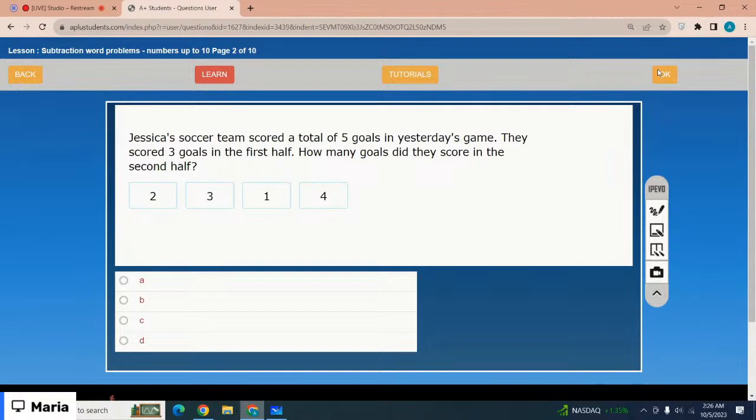Okay, the next one is Jessica's soccer team scored a total of 5 goals in yesterday's game. They scored 3 goals in the first half. How many goals did they score in the second half? So the total goals were 5, right? They did 3 goals in the first half. You need to calculate the goals they did in the second half. So how do you calculate?